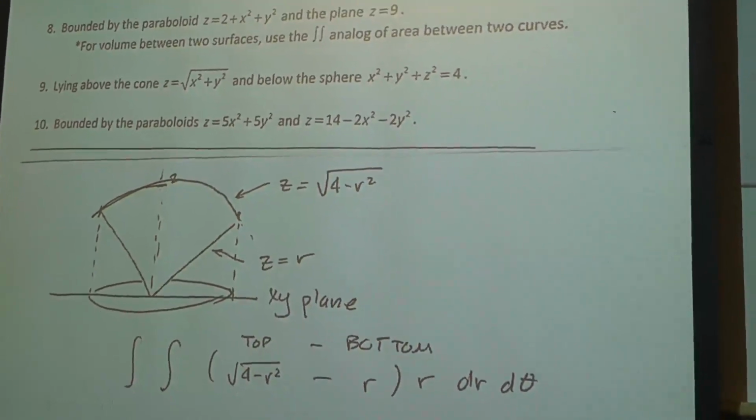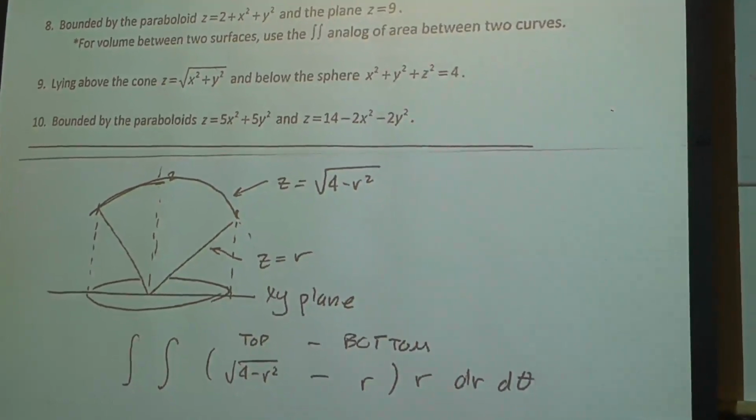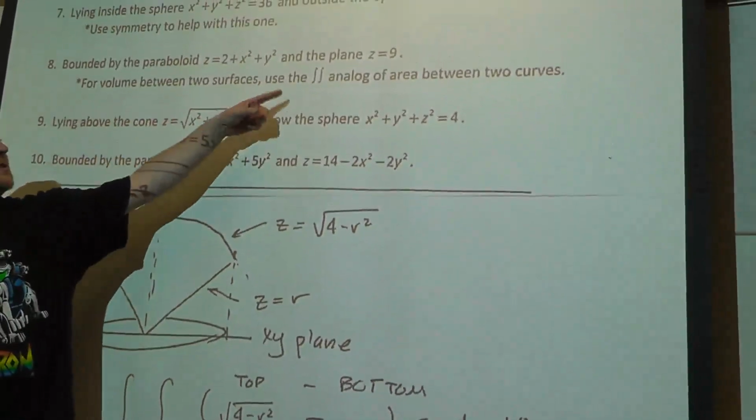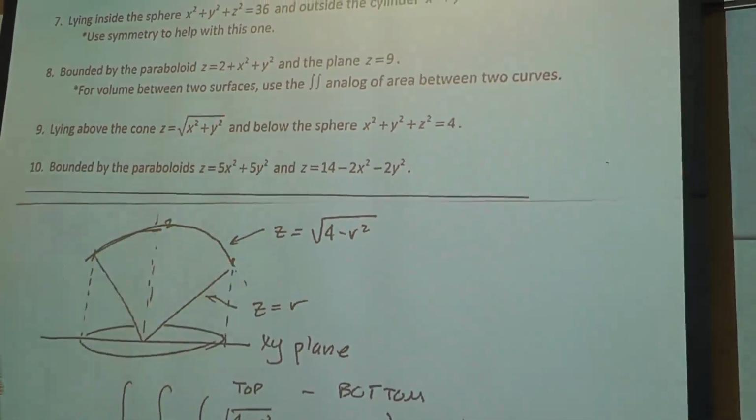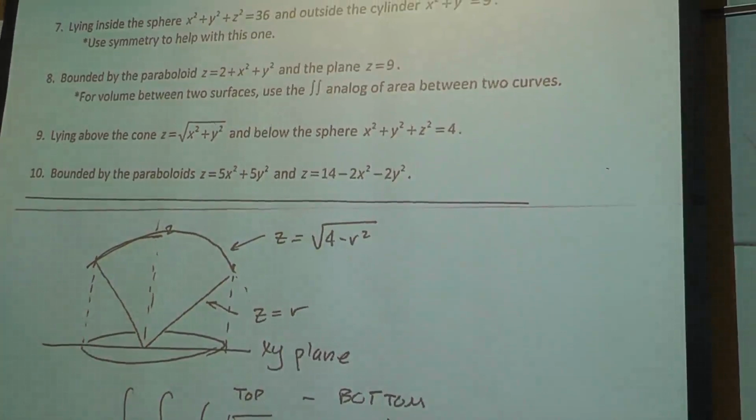Oh, hey, look, I just noticed the asterisk in number 8. For volume between two surfaces, use the double integral analog of area between two curves, with the integral of f minus g.